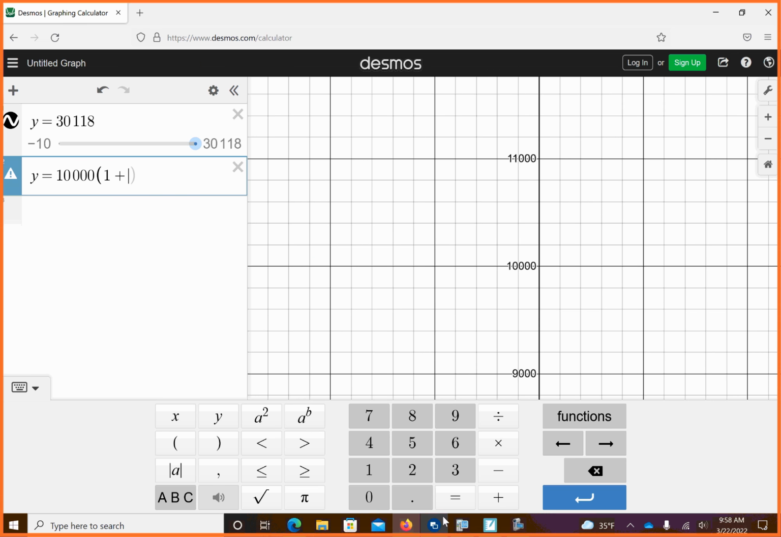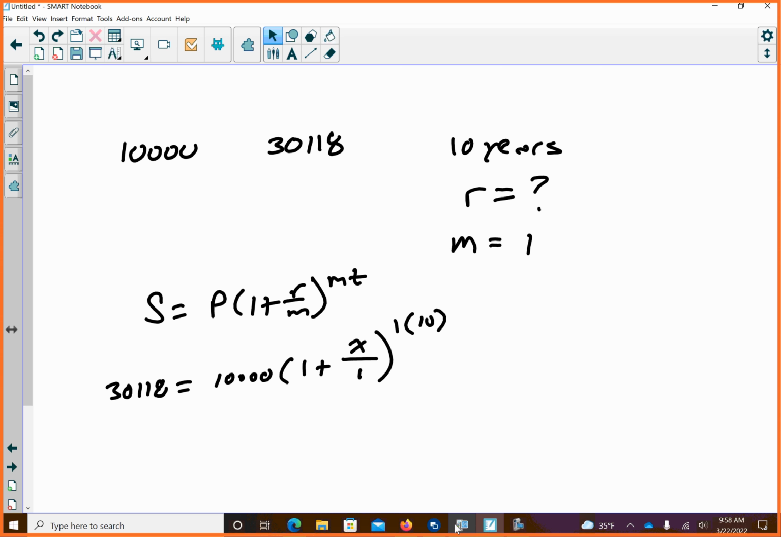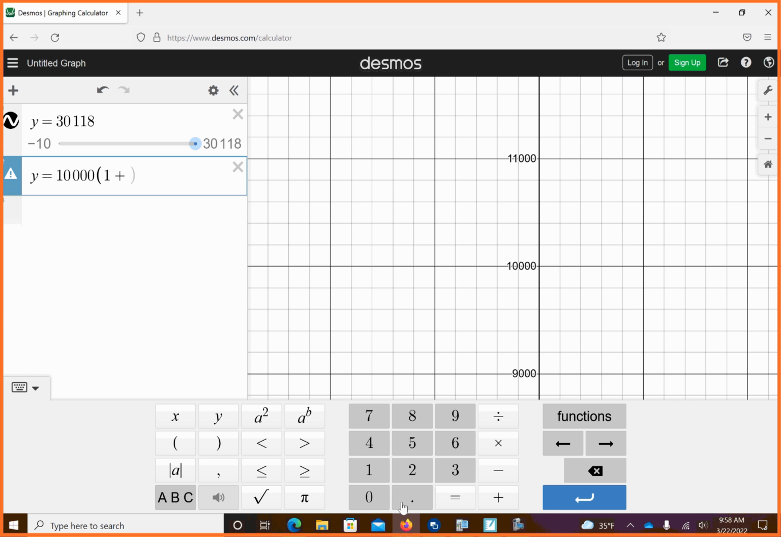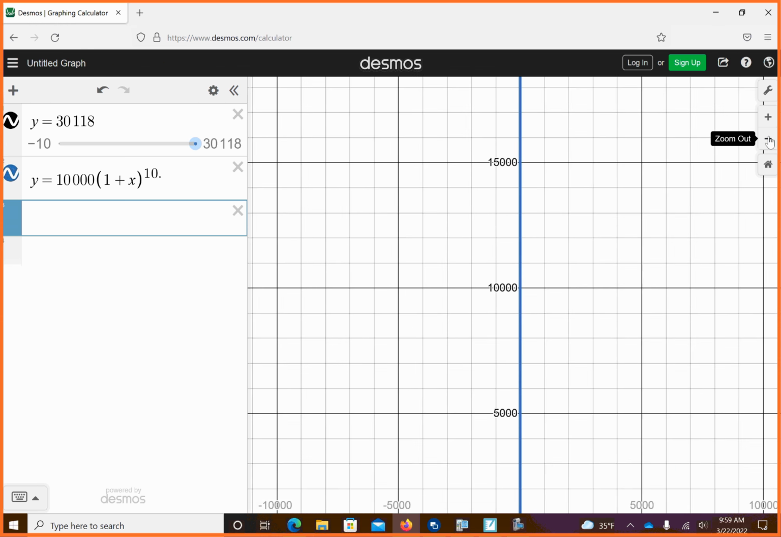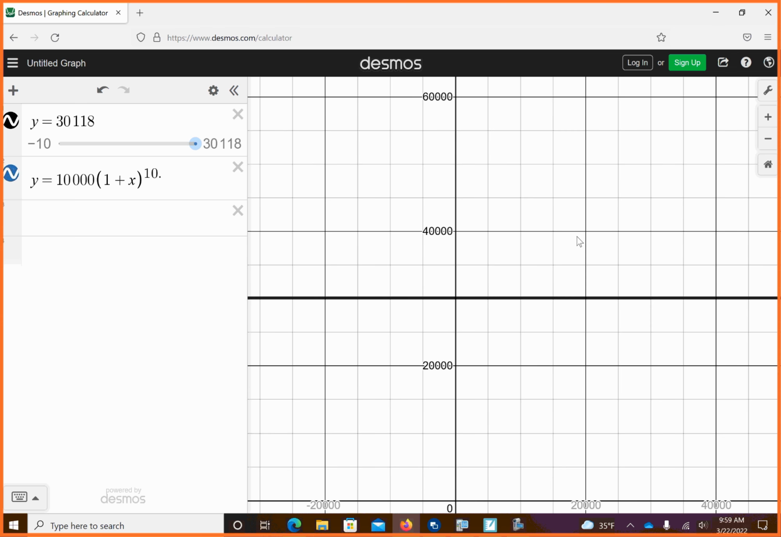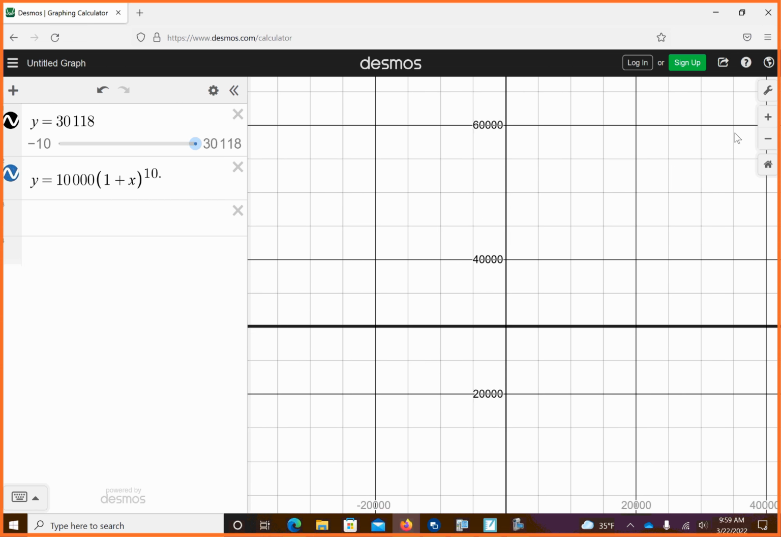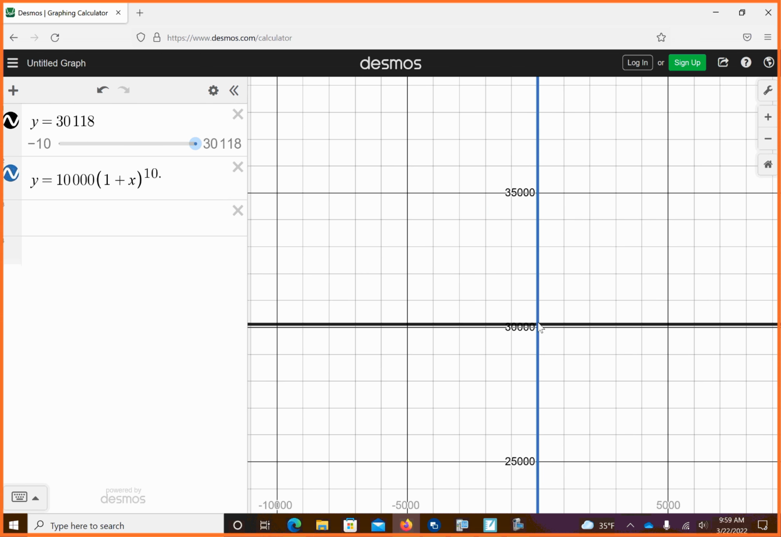One plus x over 1 versus just x, raised to the 1 times 10. Is that right? Yep. So we have to zoom out, find the 30,000. So 0.117, which is 11.7%. And again, calculator handles this nicely.